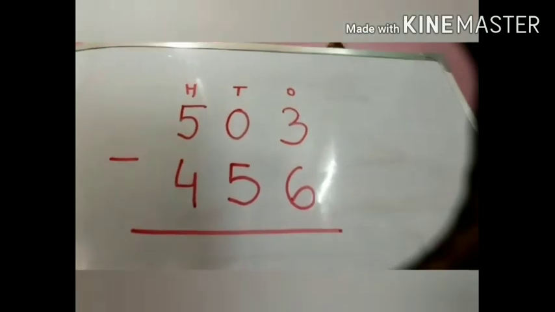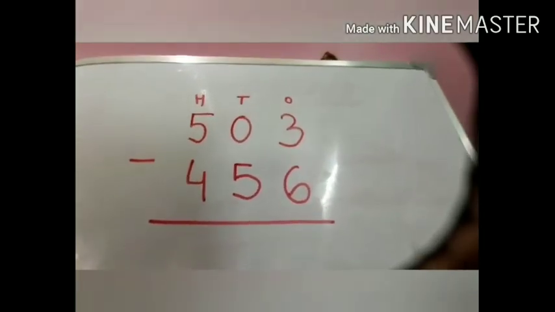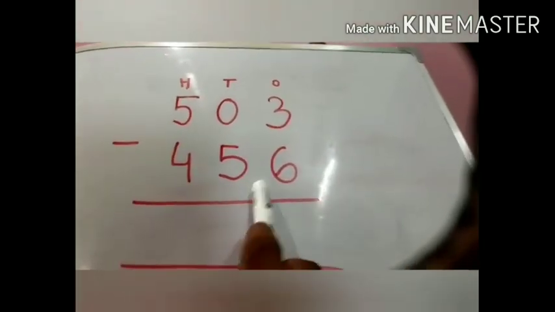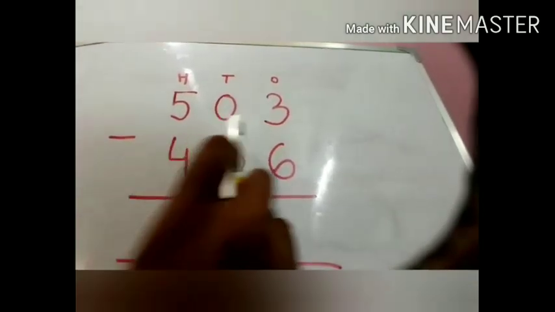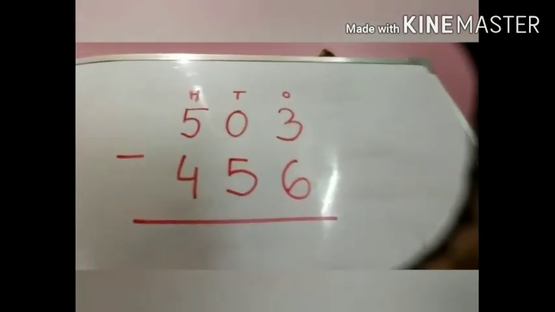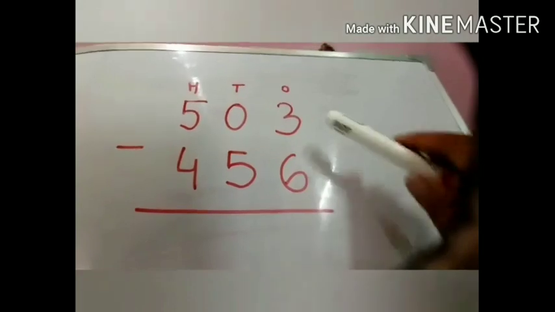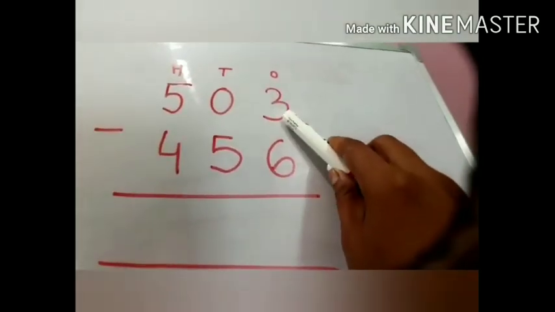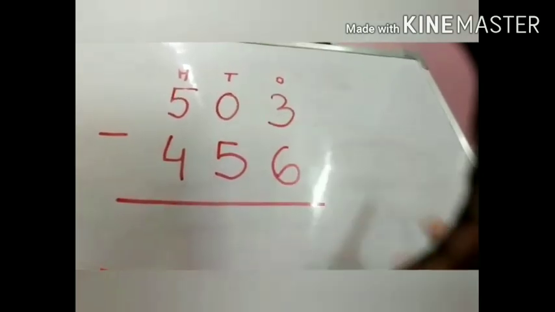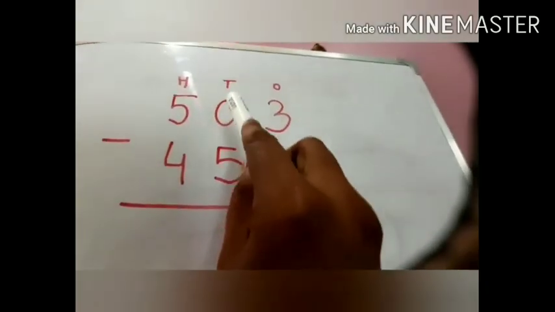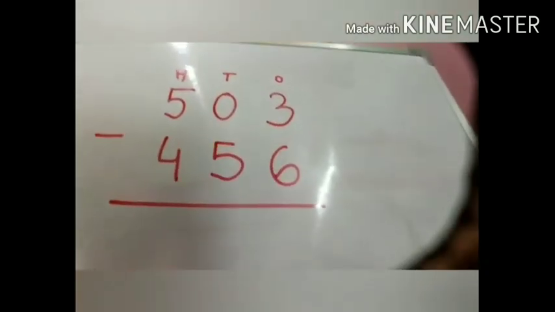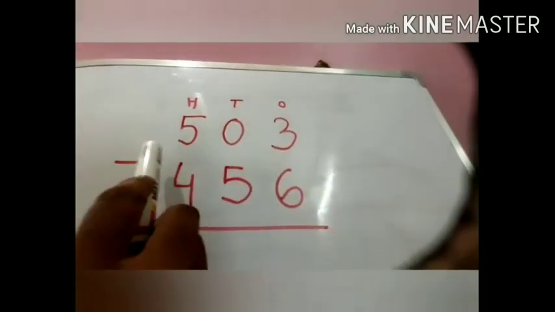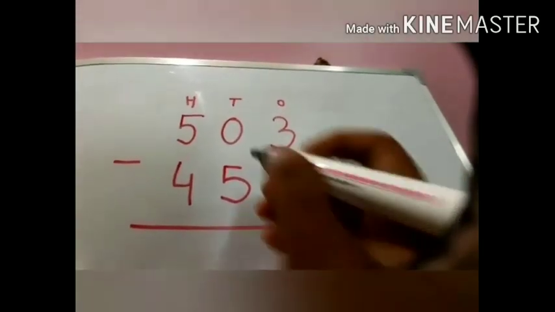Now, students, observe this sum. I have to take away 456 from 503. So again same, in the ones place 3 is smaller than 6, so I have to make it bigger. How? By borrowing from the tens place. But in the tens place I am having 0. It is not possible. So what do I have to do? I have to first borrow from the 100s place.